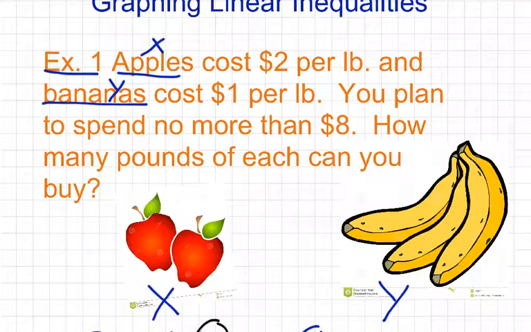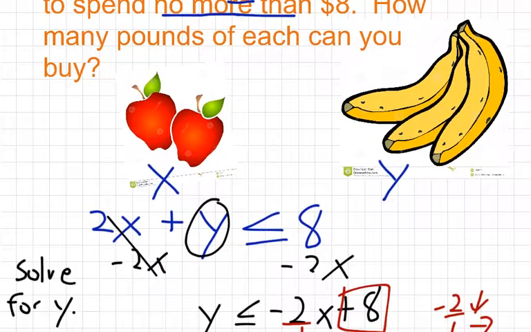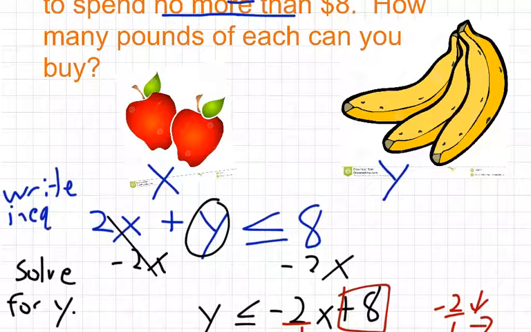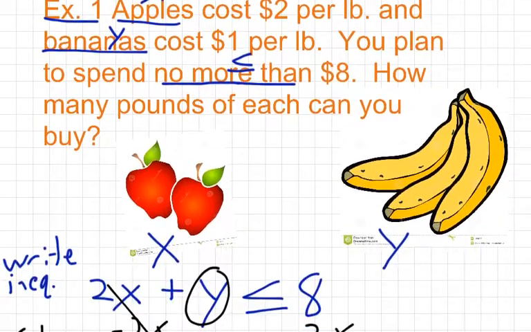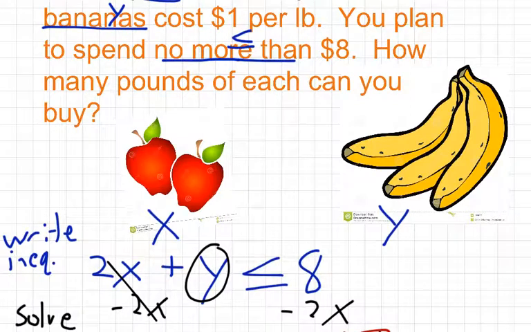Alright, and it says no more than, so no more than is either that amount or less. So that's called less than or equal to $8. So now I'm going to write the equation, or the inequality rather. So write the inequality, and that would be 2x because it says $2 per pound, so that's 2x plus y less than or equal to 8.